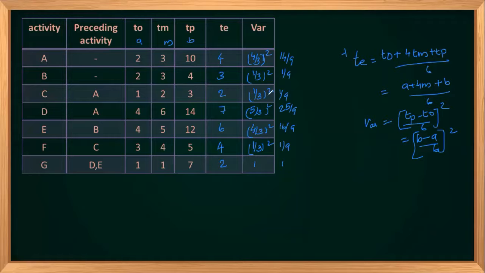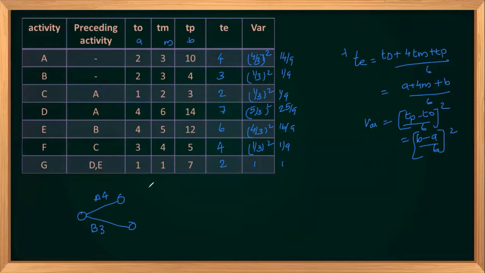So let's demonstrate the standard deviation also. For that, I will draw the network very fast. Since A and B do not have any predecessor activity, we can start A and B as they are. So this will be my A and this will be my B. The time it will take is TE, 4 for A, and for B it will be 3. Now we can solve it as a CPM analysis only.